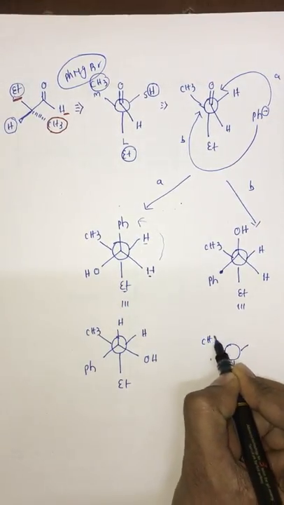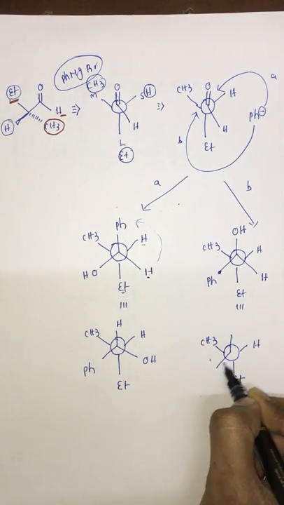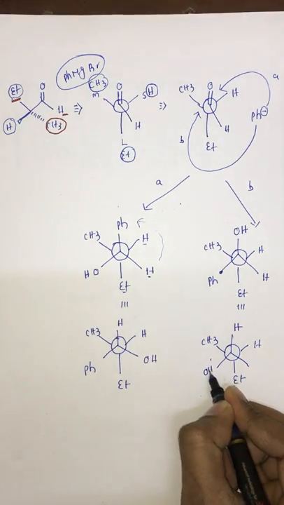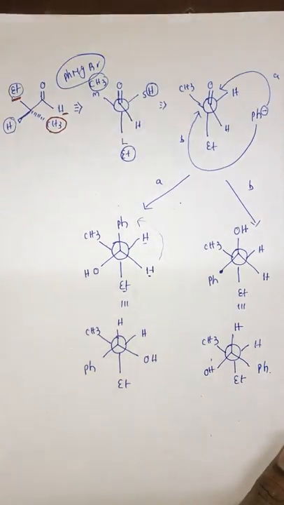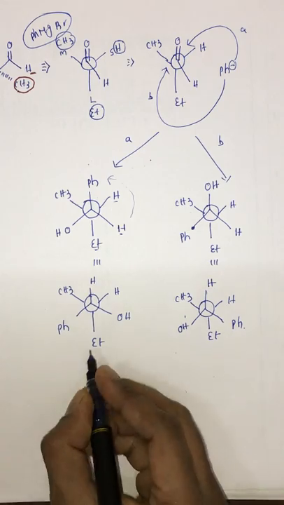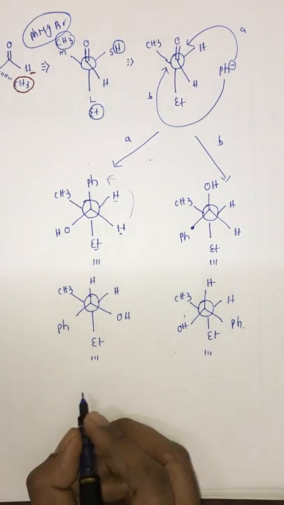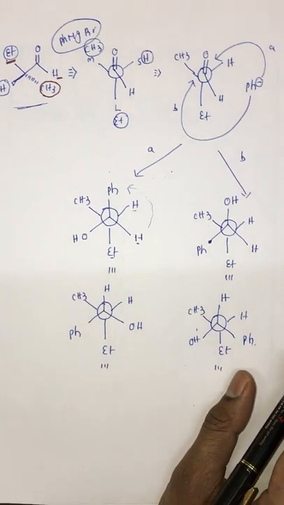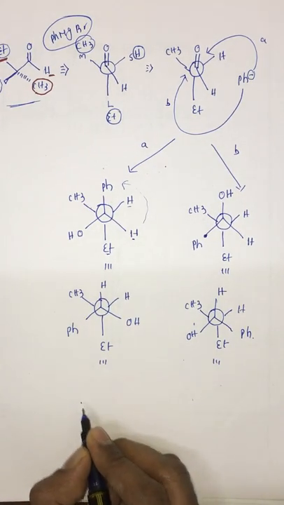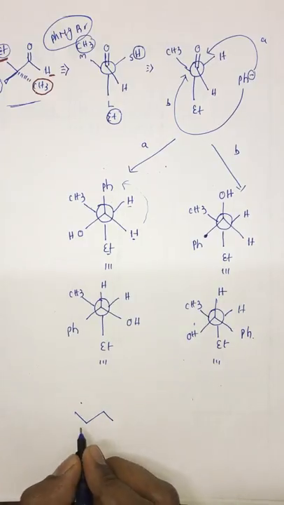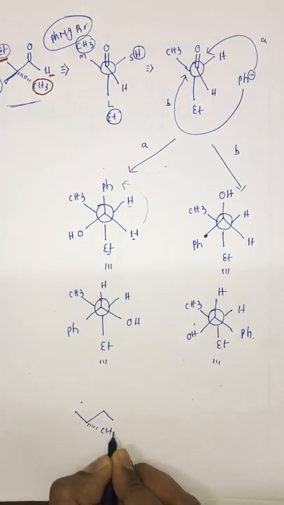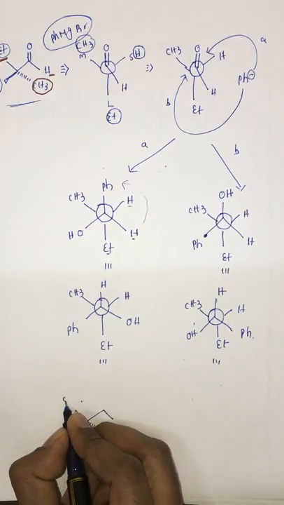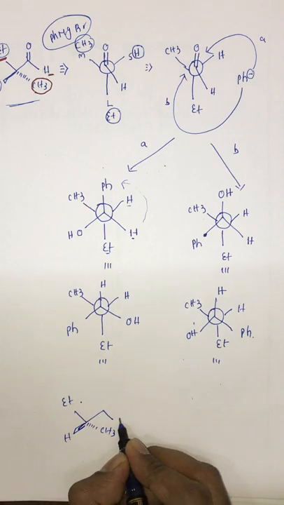Ethyl, CH3, hydrogen. Here hydrogen, here OH, and here Ph. Now it's simple to convert into normal form. First, we will write the stereochemistry of this carbon. That will be clear. So the methyl group is below the plane, and hydrogen is above the plane, and here the ethyl group. So now, see.